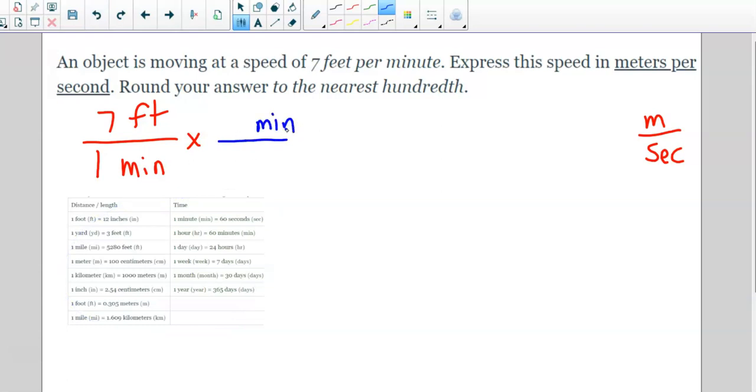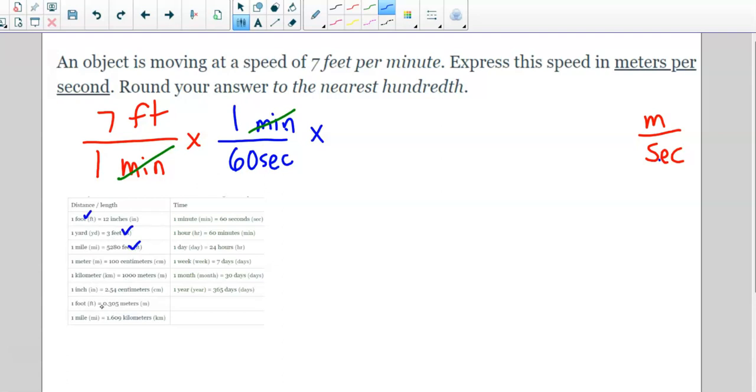So what do I know about minutes that can get me to seconds? Well, for every 1 minute, that is 60 seconds. So there is my conversion for the time. Alright, now it's time to change feet to meters. So I'm going to look at my chart here. I'm looking for anything that has to do with feet. I see feet, I see feet, I see feet.